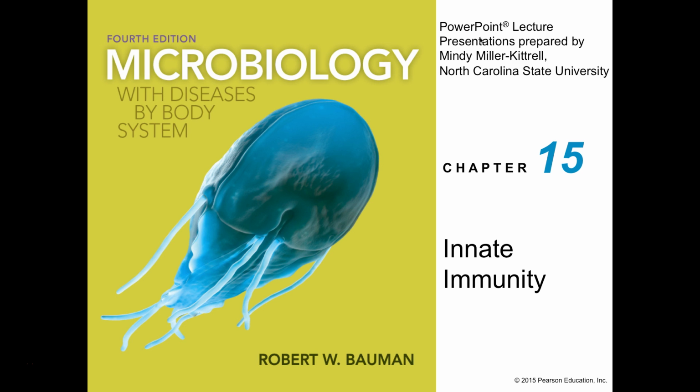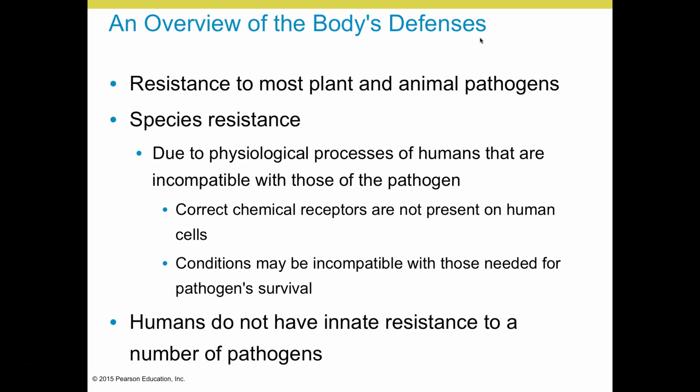Chapter 15, Lecture number 6, the innate immunity. We are resistant to most plant and animal pathogens. However, we're not innate to all of them, and that is due to genetics.